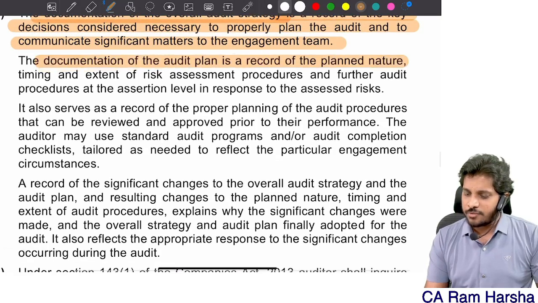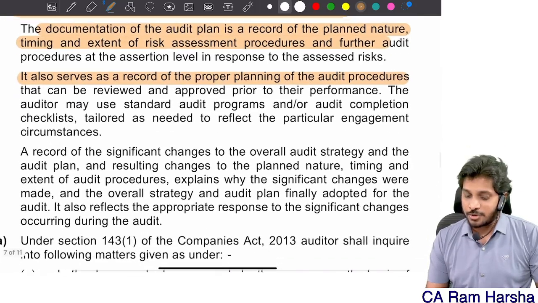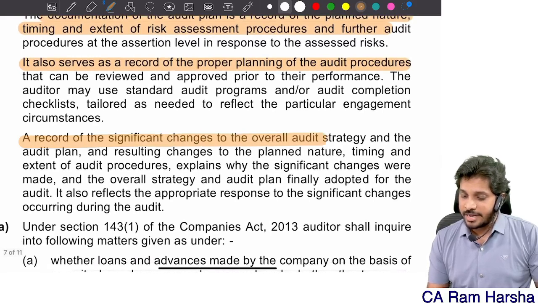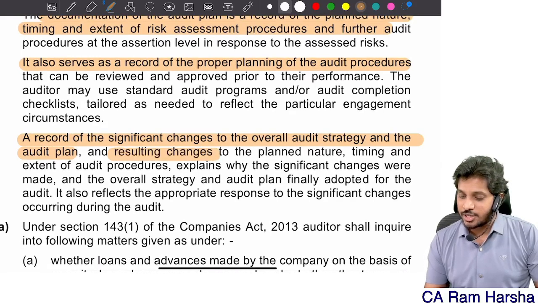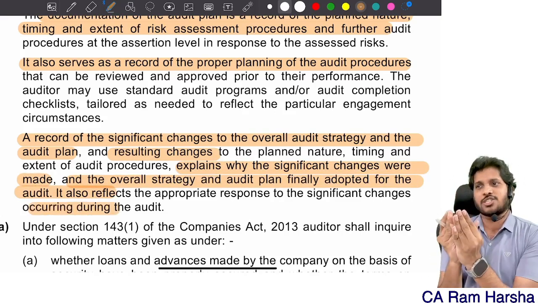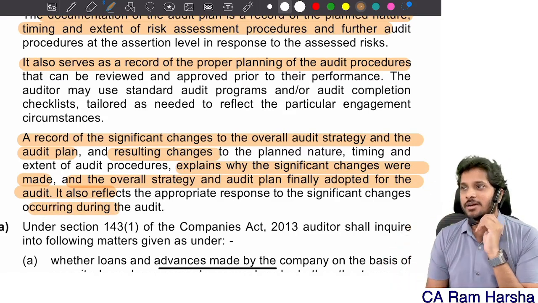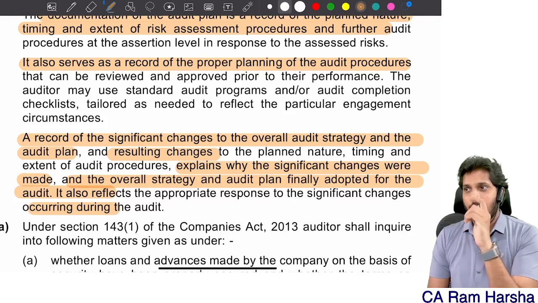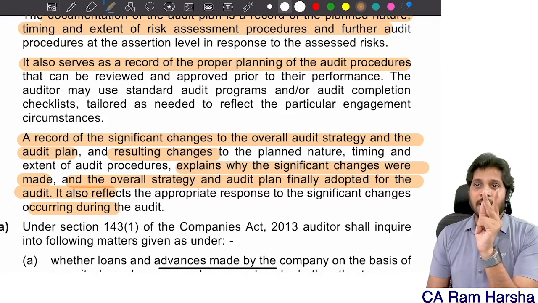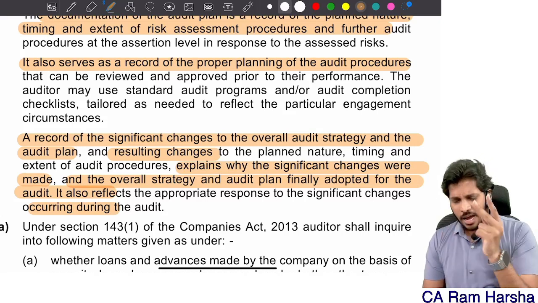The documentation of audit plan is a record of plan, nature, timing. It also serves as a record for proper planning and procedures. A record of significant changes to strategy and plan and resulting changes. Explain why the changes were made. All that has to be documented. Nothing but they are asking a combination of benefits of planning and documentation regarding plan. What we need to document? We need to document overall audit strategy, audit plan, changes made to it along with reasons. Yes or no? Changes made along with reasons, and that we need to document.